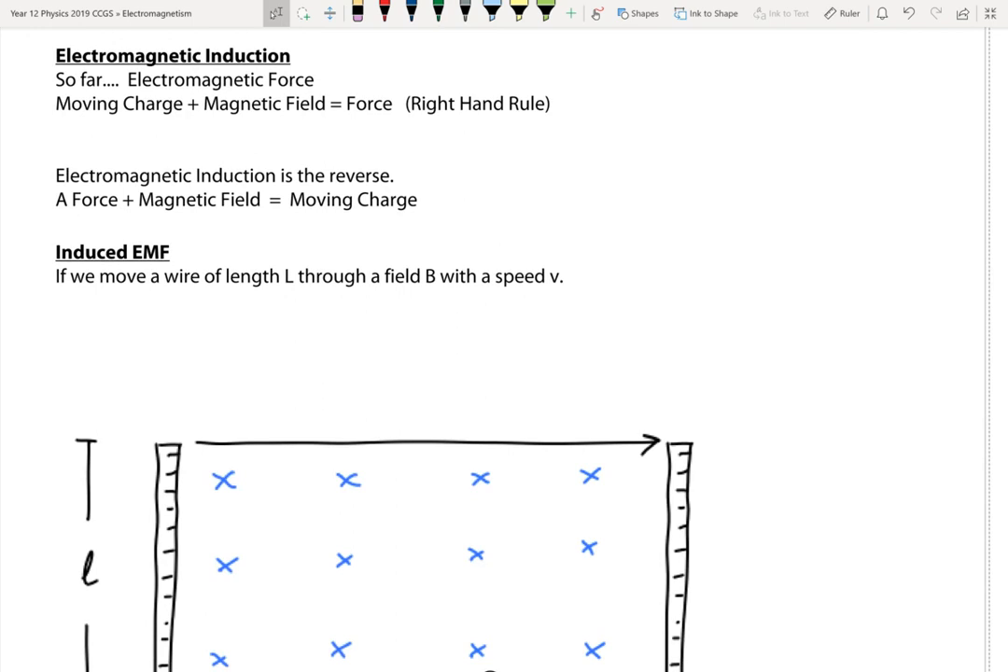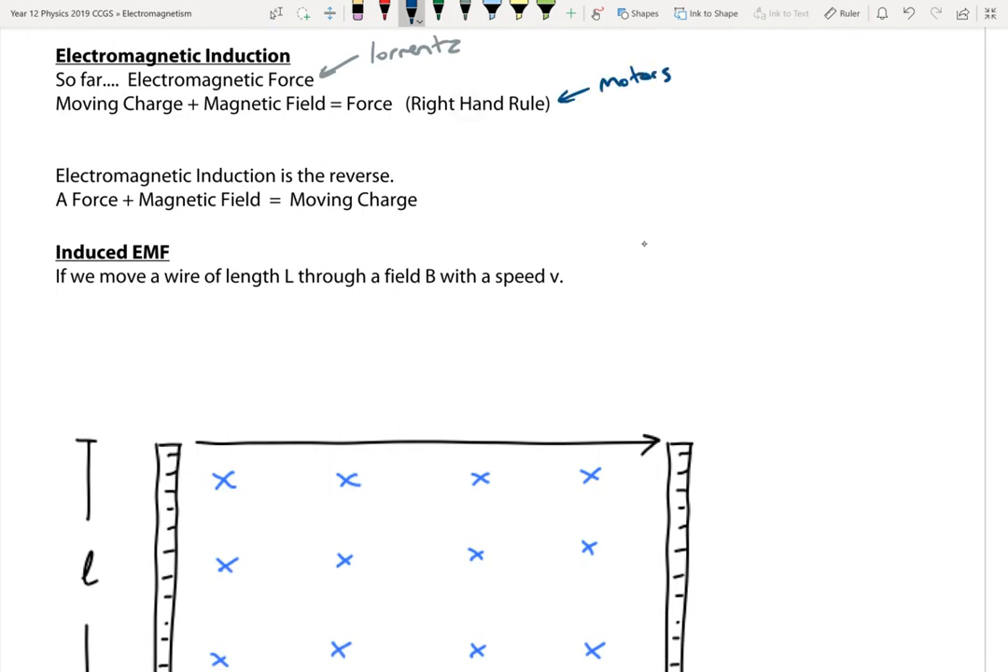So far, we've looked at electromagnetic force. We used the Lorentz force to figure out that if we have charges moving through a magnetic field, the right-hand rule will tell us the direction of the force, and this is going to be useful for motors.